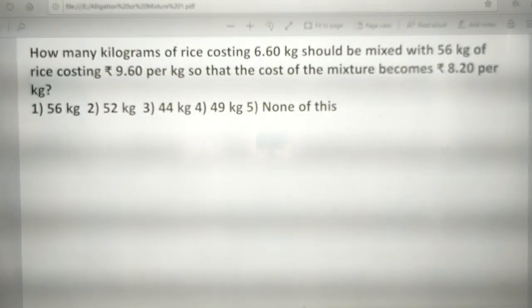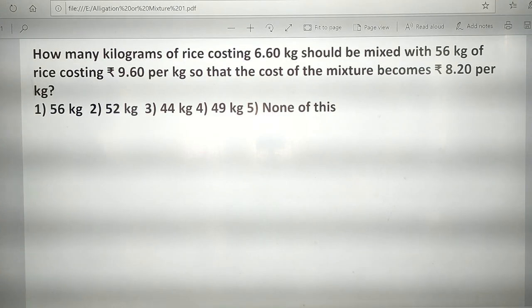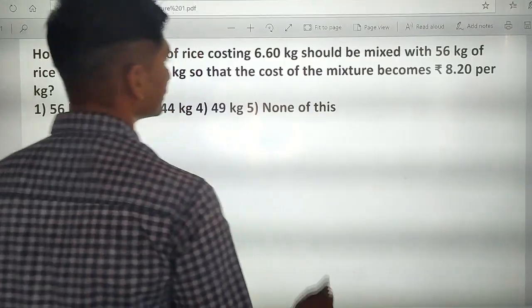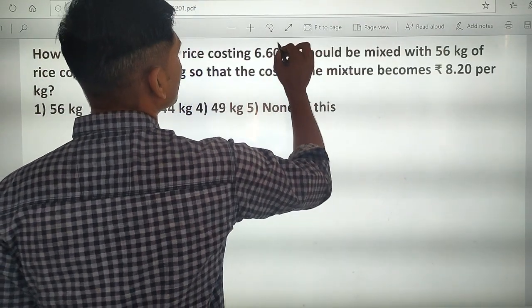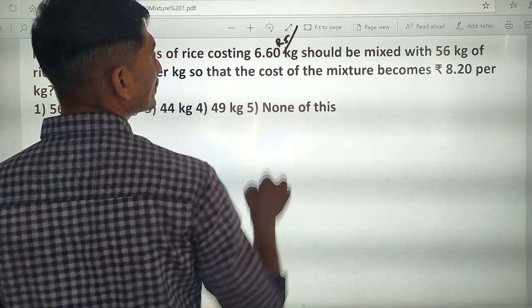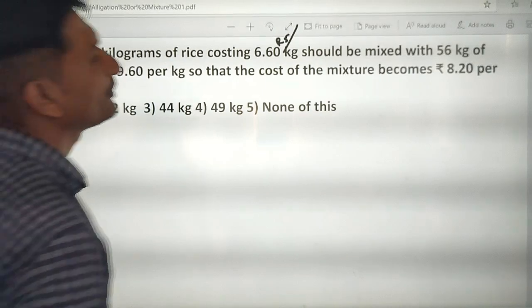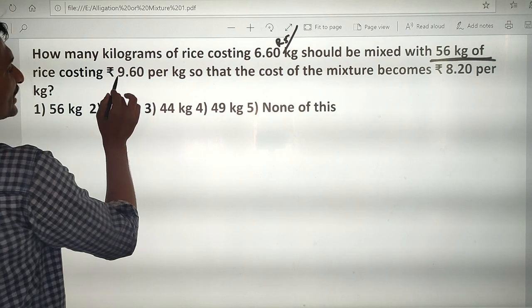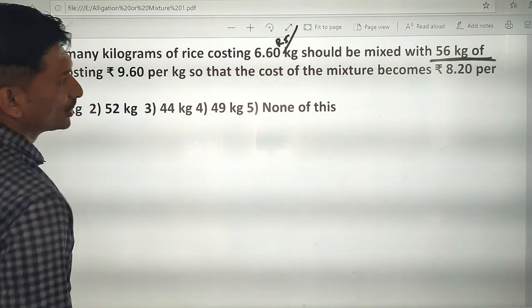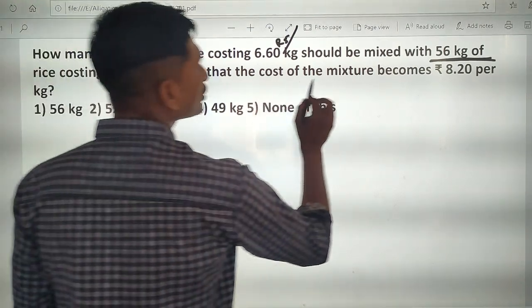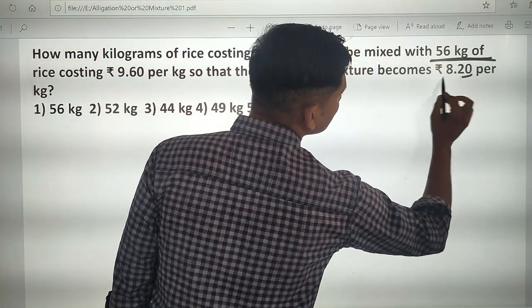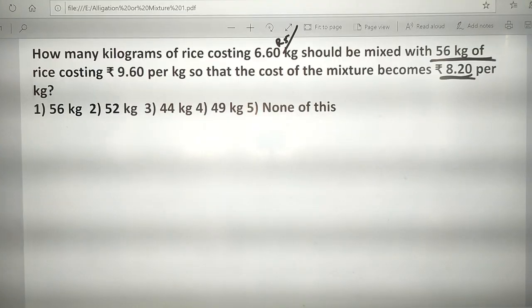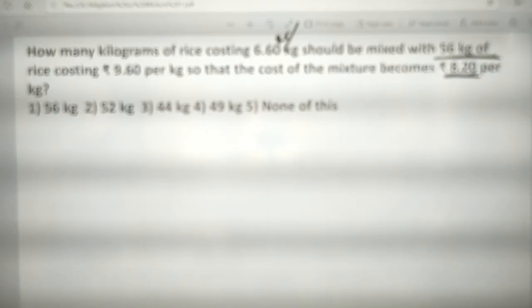How many kilograms of rice costing 6.60 rupees per kg should be mixed with 15 kg of rice costing 9.60 rupees per kg, so that the cost of the mixture becomes 8.20 per kg?